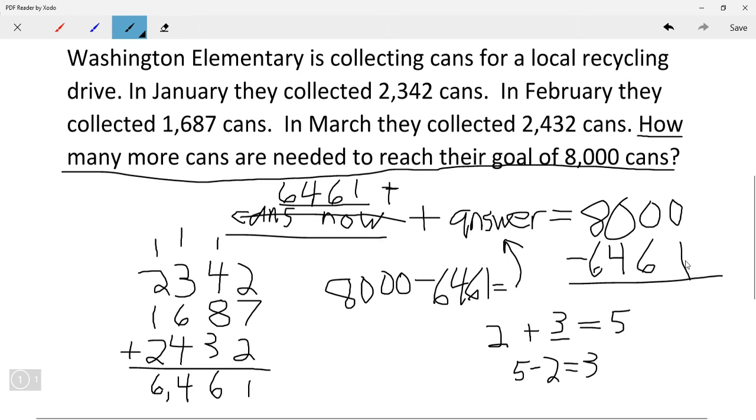6,461. 0 minus 1, we can't do that. So we're going to borrow from this 800 here, and then it's going to turn into 799. 0 turns into a 10. 10 minus 1 is 9. 9 minus 6 is 3. 9 minus 4 is 5. 7 minus 6 is 1. So the answer is 1,539.